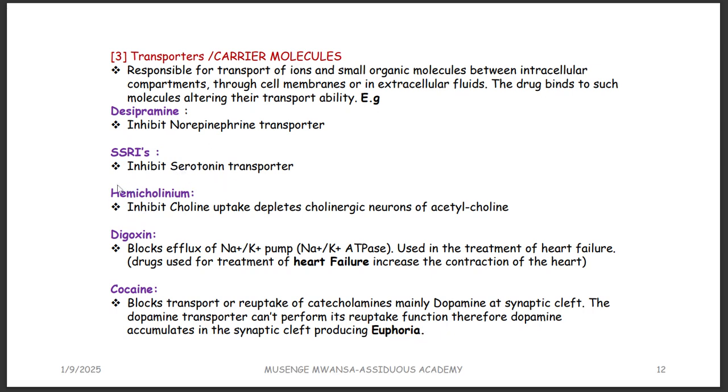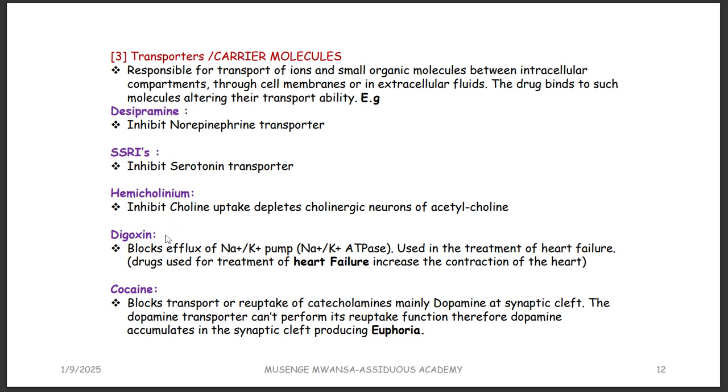You have got hemicholinium. Hemicholinium will stop the reuptake or the uptake of choline. Okay, it will stop the reuptake of choline. And so with this drug, what happens is this: when acetylcholine is broken down into acetate and choline, the choline is supposed to be taken back so that you use it to form another acetylcholine, but then this drug is stopping that action.